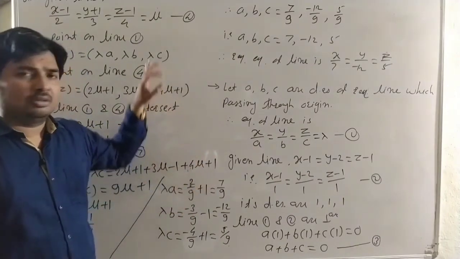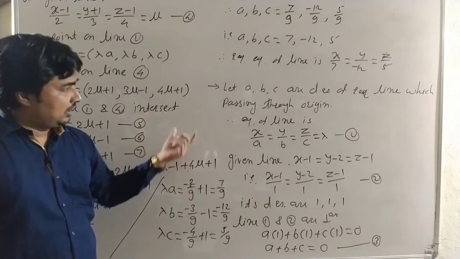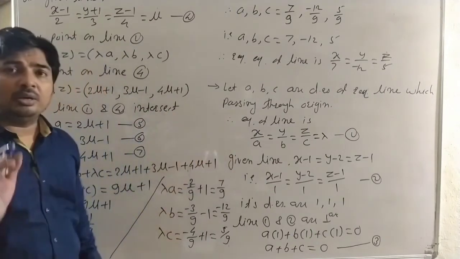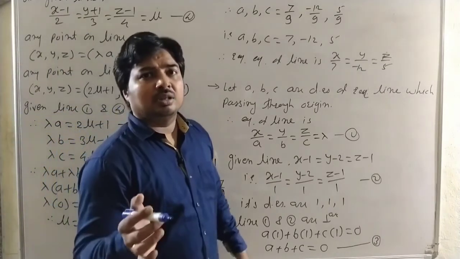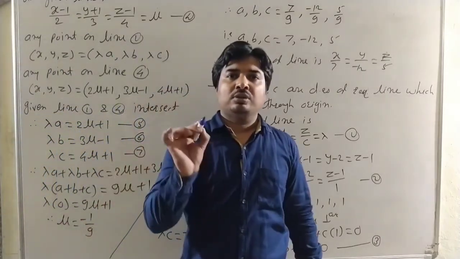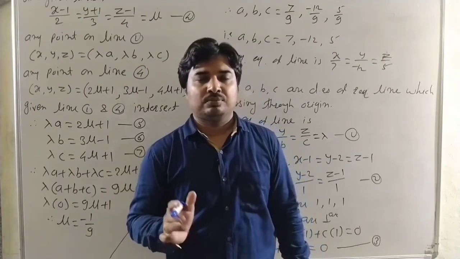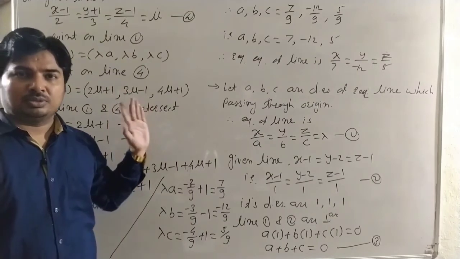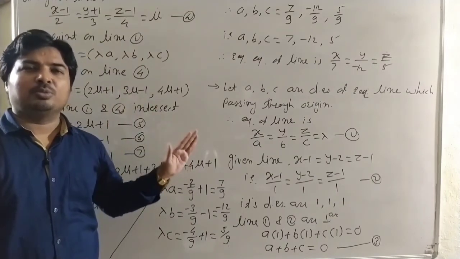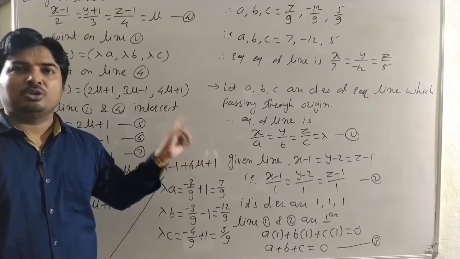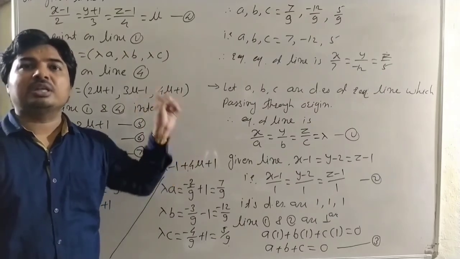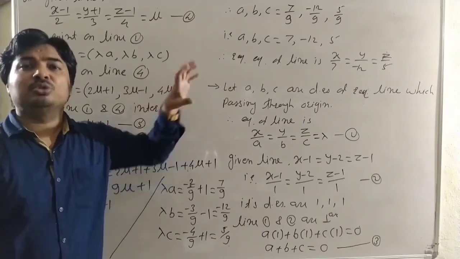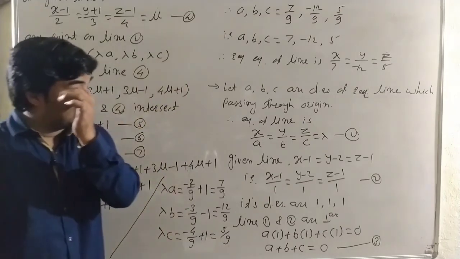Okay, see carefully all the concepts in this question. This question can also be solved by another method. We can use the condition for intersecting lines. If two lines intersect each other, then the determinant of x2 minus x1, y2 minus y1 and z2 minus z1, a1 b1 c1 and a2 b2 c2 is equal to 0. It is the determinant condition for intersecting lines.